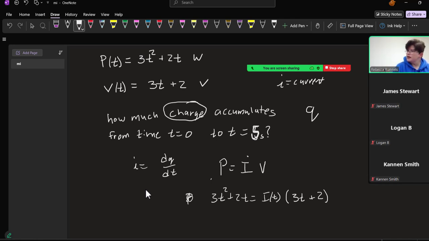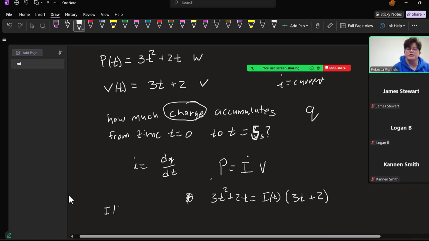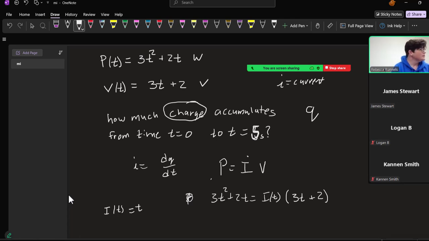So what is I? Well, it would just be t, but that seems like it's wrong. No, that's right. I made it up to be that way. Yeah, it should seem wrong. I of t equals t. What's wrong with that? Why is that like a ridiculous function? So I of t is t amps.